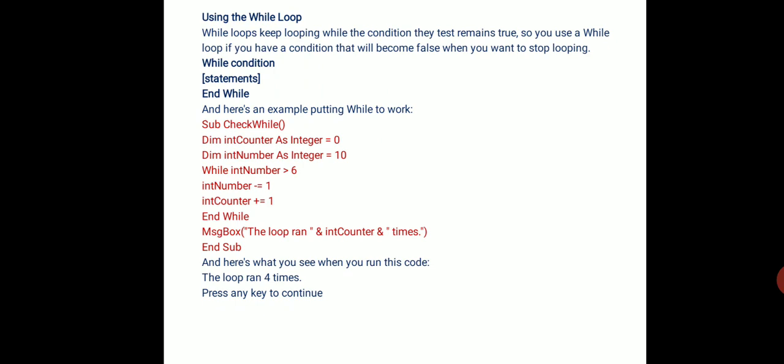And the message box shows the loop ran counter times. So what is our counter? Our counter is holding the value 4. So it will print that the loop ran 4 times. The output will be: the loop ran 4 times.